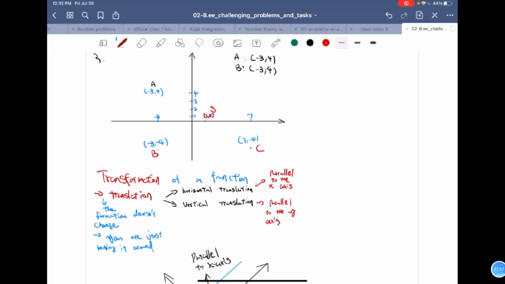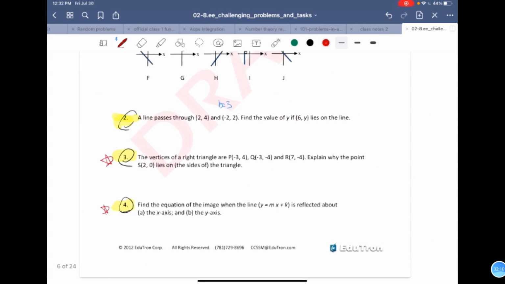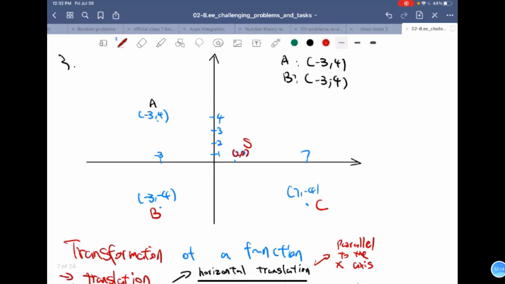Okay. I'm actually gonna change my teaching schedule today. I was gonna go further through all the questions, but I just realized that's a midpoint actually. Why do you guys think 2, 0 is the midpoint from -3, 4 to 7, -4? All right, I might rephrase it actually.